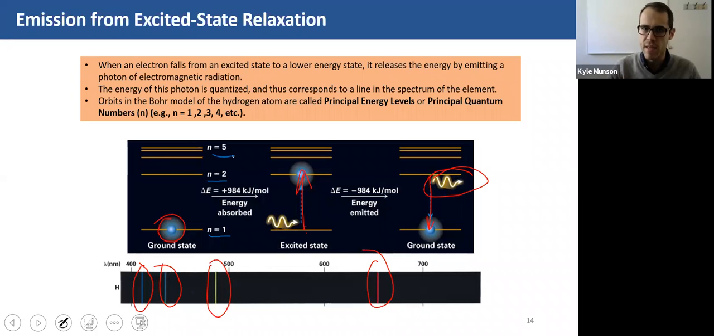I hope that's clear, and we're going to be talking about more examples as we go through. But this is the idea that each one of these levels is like steps, and when you excite an electron up there, when it comes back down, it emits some light in the form of a photon, and that light is what gives you the line spectrum for that element.